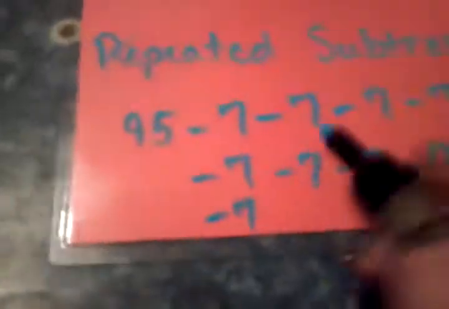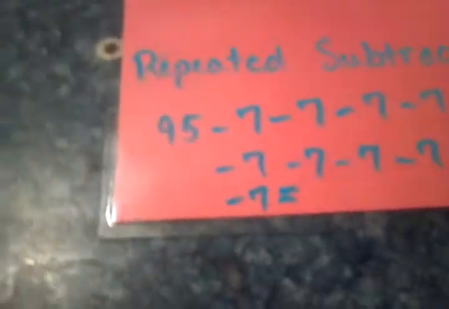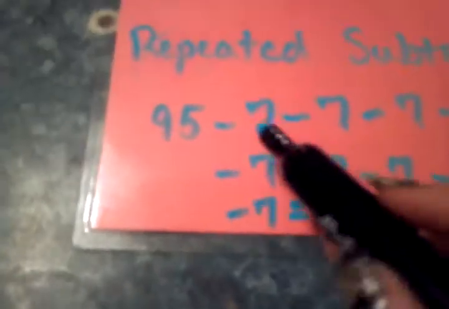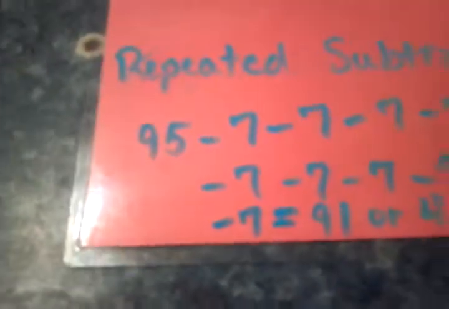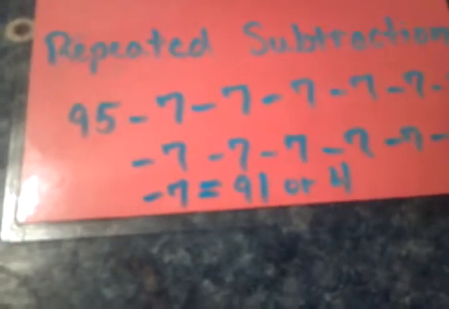Alright, so over here we will know that 95 divided by 7, we're going to come down here and subtract 7 13 times, which is the number of times that a whole 7 will go into 95. That gives us a total of 91 or 4, depending on which way we're looking at it. If we're looking at it as 7 13 times, it is 91. If we're looking at it as 95 minus 7 13 times, our total is 4.